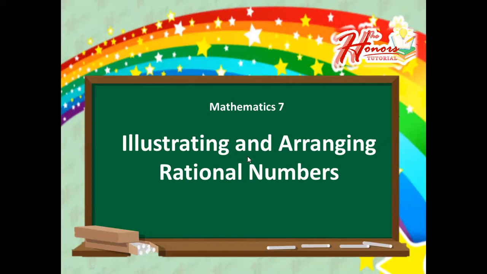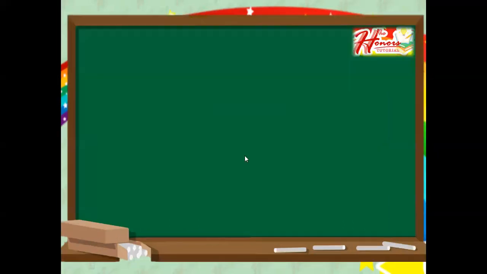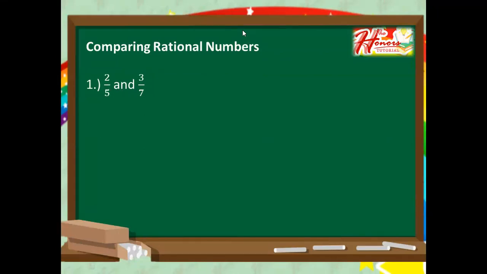Our topic for today is about illustrating and arranging rational numbers. This is part 3 and the last part of our topic. This is about comparing rational numbers. So for number 1, we have here 2 over 5 and 3 over 7. So how are we going to compare these numbers?